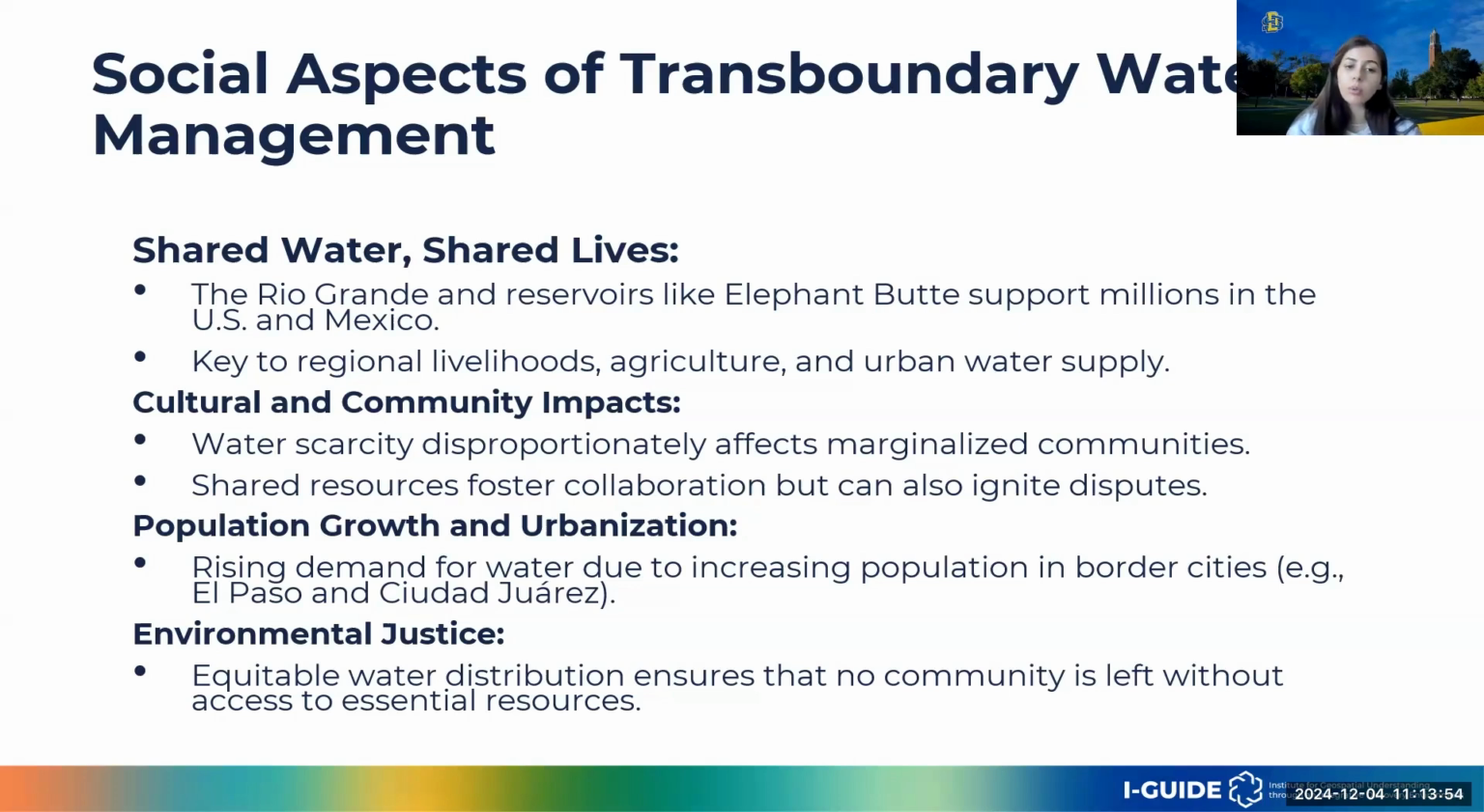Water scarcity disproportionately affects communities, which are mostly underrepresented in the area. Shared resources foster collaboration, but can also ignite disputes among the countries. Population growth and urbanization can worsen the conflict, of course. The rising demand for water due to increasing population in the border can impact the management of these transboundary waters. And there are also environmental justice issues related to this type of management.